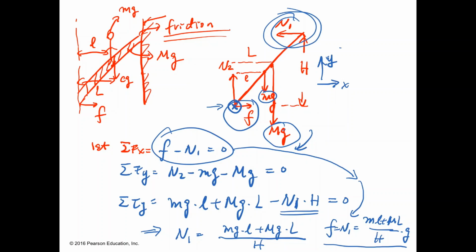So that's basically how we calculate the friction force for this ladder system. And that's the friction that's needed to actually stop the system from slipping. Okay?